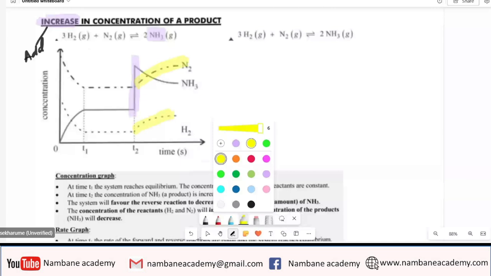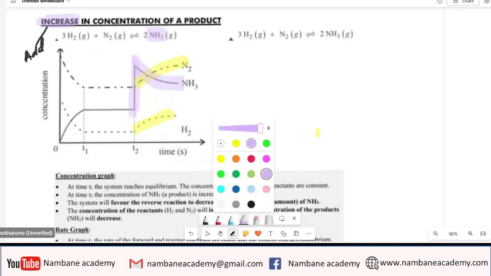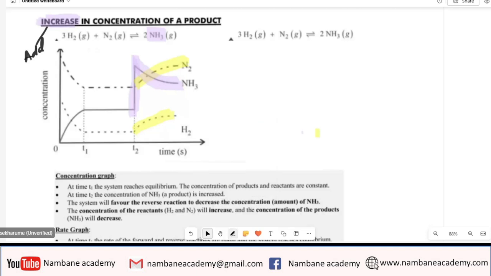Because remember, this is the disturbance at equilibrium. By adding more of the product, according to the Le Chatelier principle, I need to oppose the disturbance, meaning I'm going to decrease it until the new equilibrium is reinstated. All right, then now I want to draw the graph.